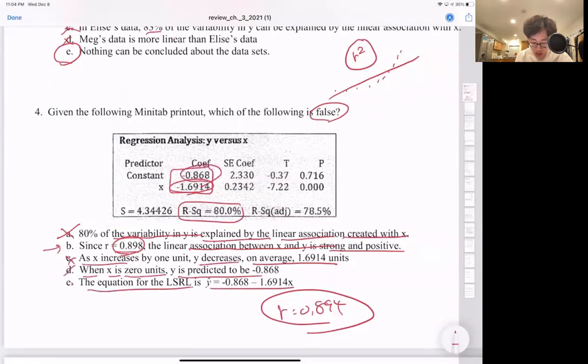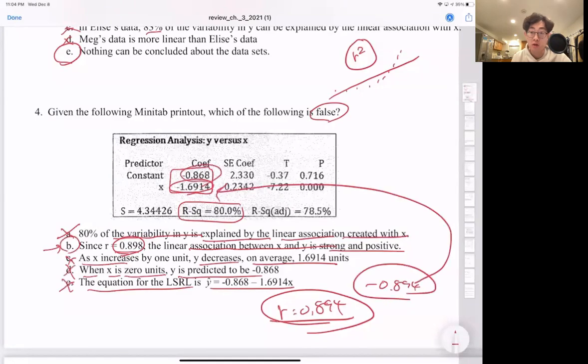The equation of the LSRL line is that. Okay, so the only answer is B. I think I forgot one thing. R can be negative, and it should be negative because your slope is negative. I completely forgot to look at that.